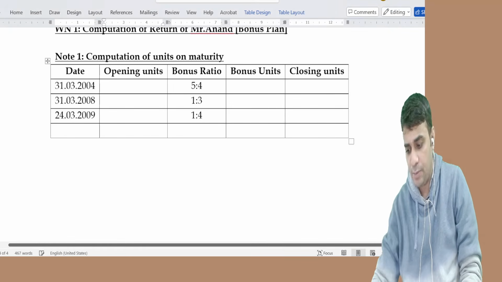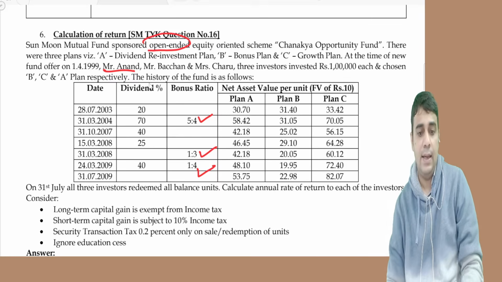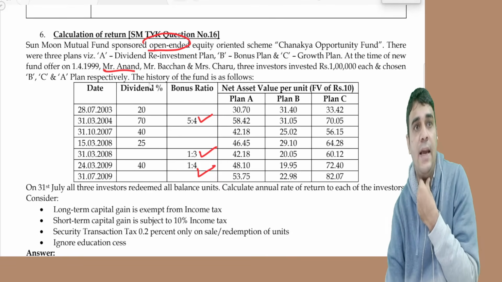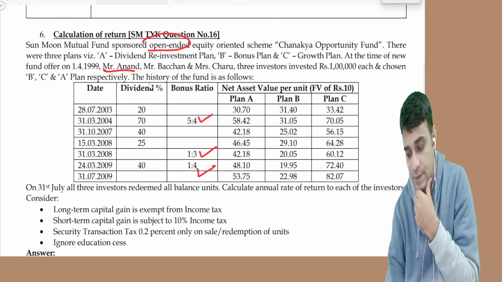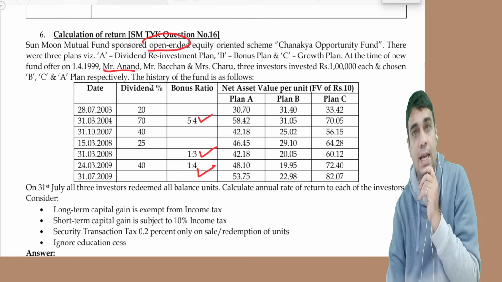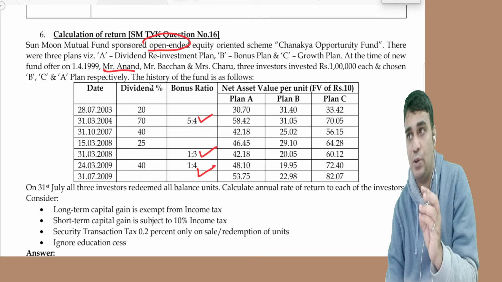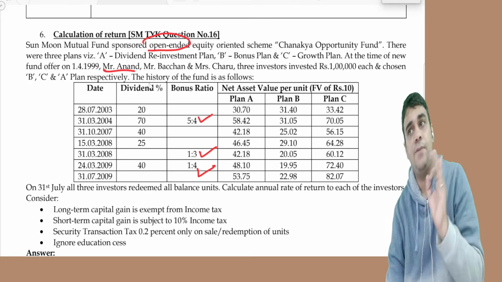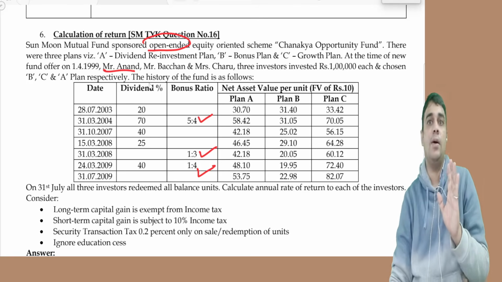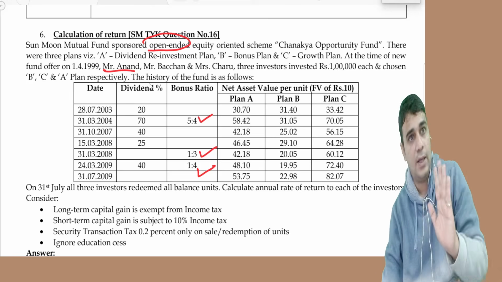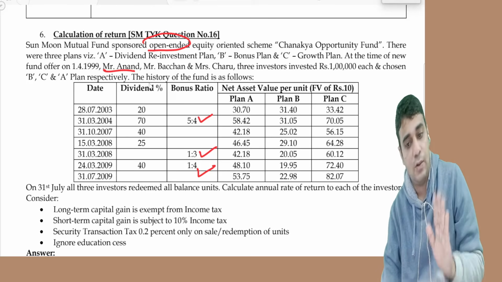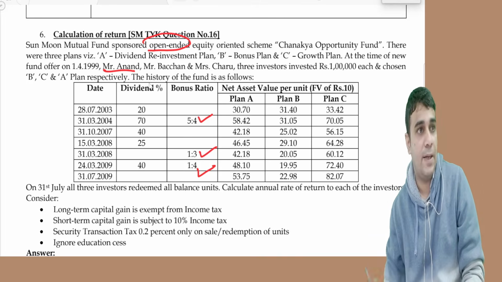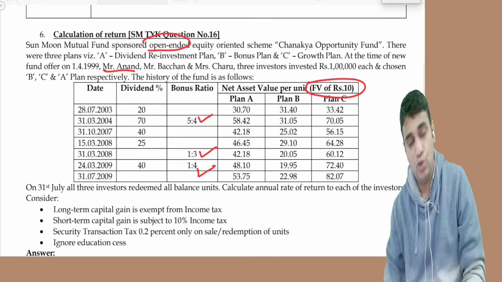How much did I invest in the mutual fund? 1 lakh. Any NAV they have told when we invested? When did we invest? 1/4/1999. They have given NAV from 28/7/2003 onwards. If they don't give anything, your NAV is the face value. If they give, please follow that. So when I purchased, I purchased at the rate of 10 per unit when I entered.